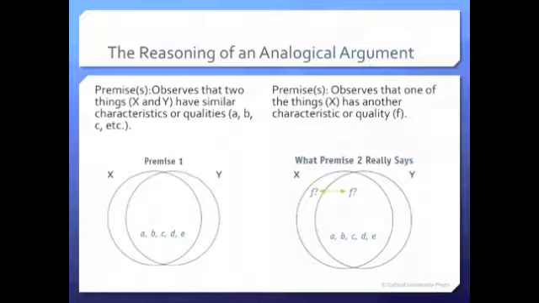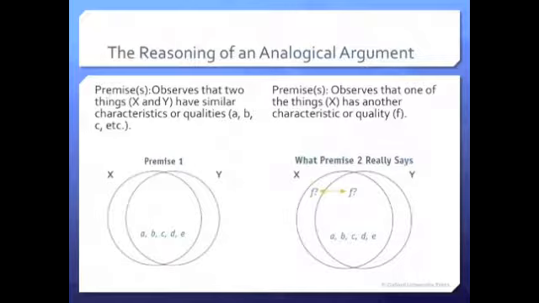This is illustrated by the diagram that appears below. Notice how, given the overlap between the two categories of X and Y, which was established by the similarities of the first premise, the other characteristic or quality F is thought to belong not only to one of the things being compared, but both of them, X and Y, because it too may belong in the intersection between X and Y. So it is important for you to understand that for analogical arguments, the reasoning relies mostly on the fact that the two things being compared share various similarities.